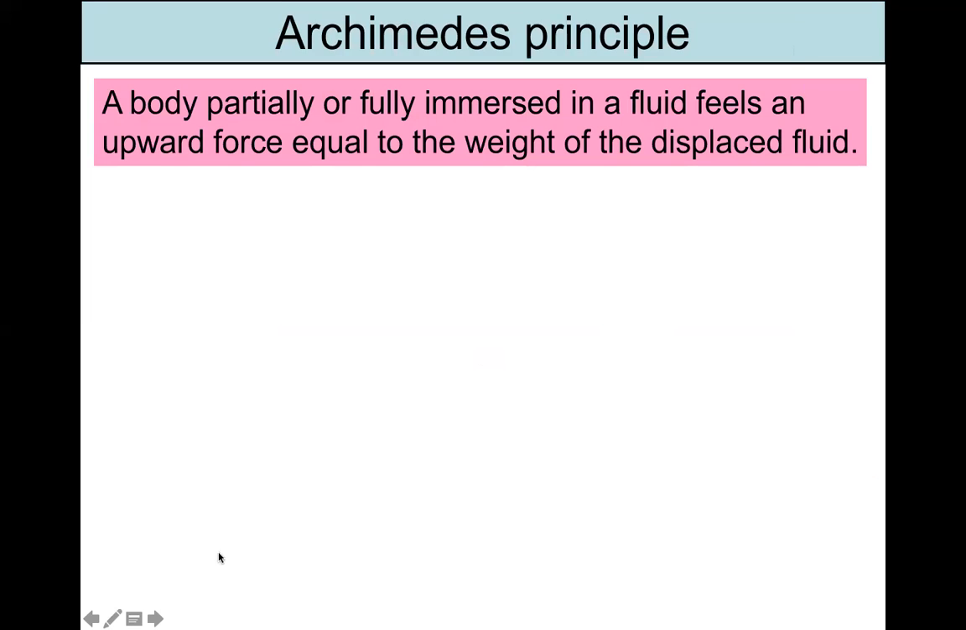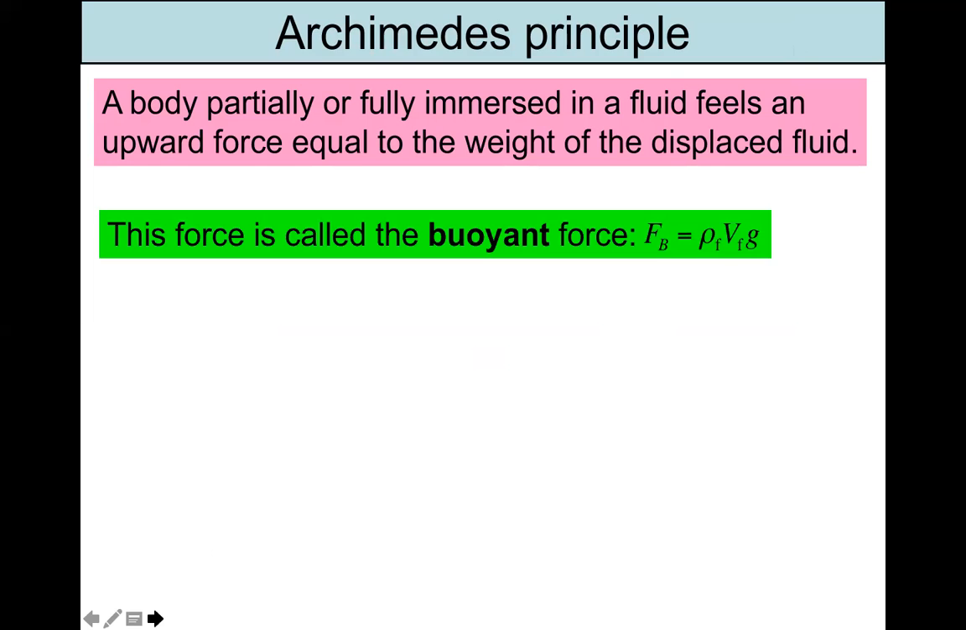Archimedes' principle simply states that when you partially or fully submerge an object in a fluid, then this object will feel an upward force trying to support the object, the buoyant force, that is equal to the weight of the fluid that is being displaced. And you can calculate it by looking at the weight of the fluid that has been displaced.